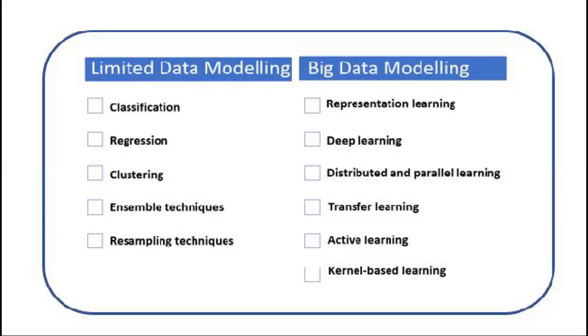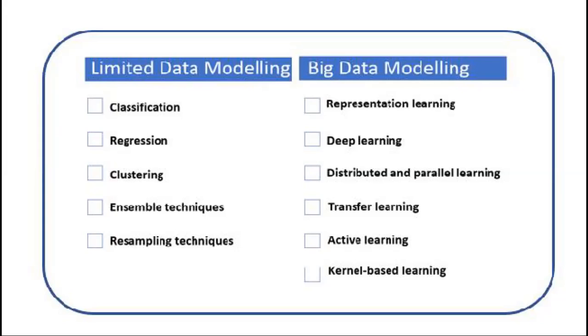Whereas in big data modeling, you can have representation learning. Representation learning means you can represent the data sets over there. You can represent from which data source what kind of data is there, like from a social media network, there might be audio-visual data.